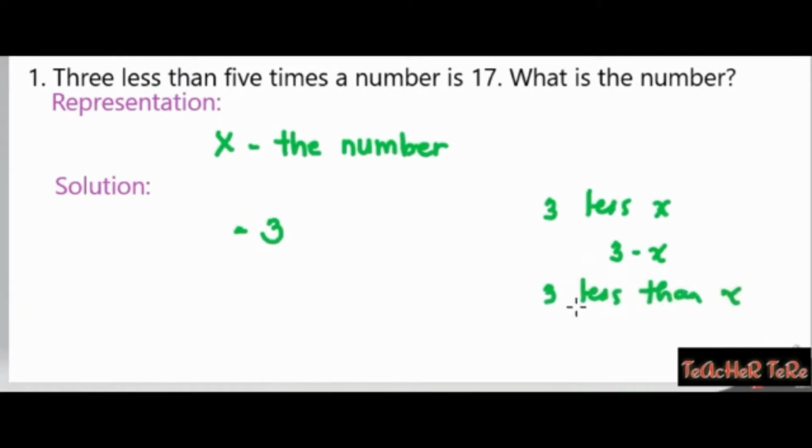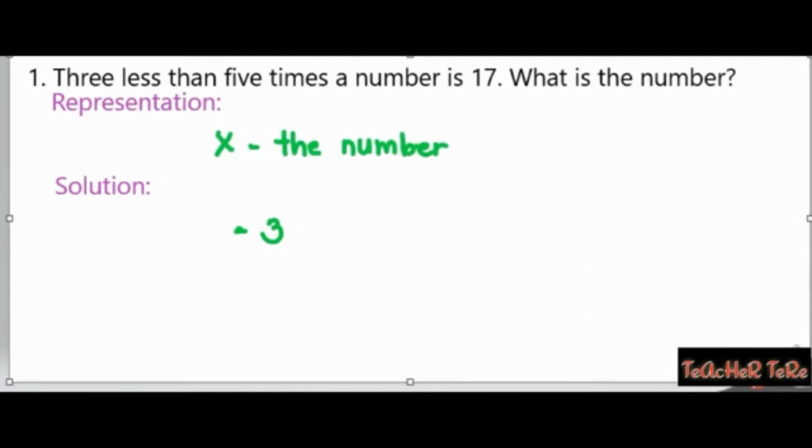Sabi niya, mas konti daw siya ng 3 sa x. So it's 3 less than x. Sinusulat siya sa bandang huli. So it's 3 less than x, or x minus 3. So we will write it like this. If it's 3 less than 5 times a number, so let's translate that one.